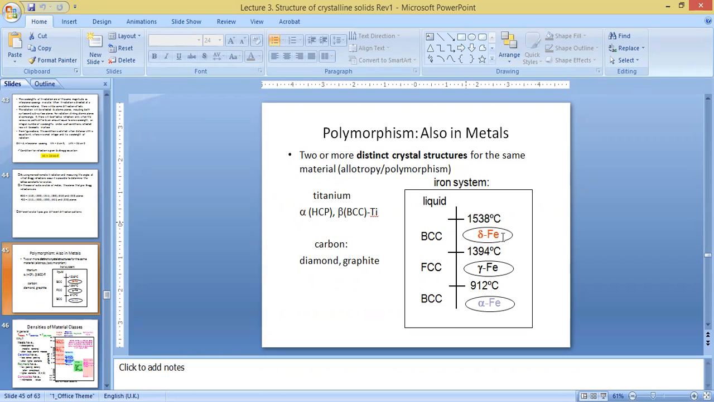We'll deal with iron again in future, probably next week, when we look at phase diagrams. We're going to try to understand, with the change in the crystal structure, what advantages and disadvantages come with this transformation. Very interesting to note.